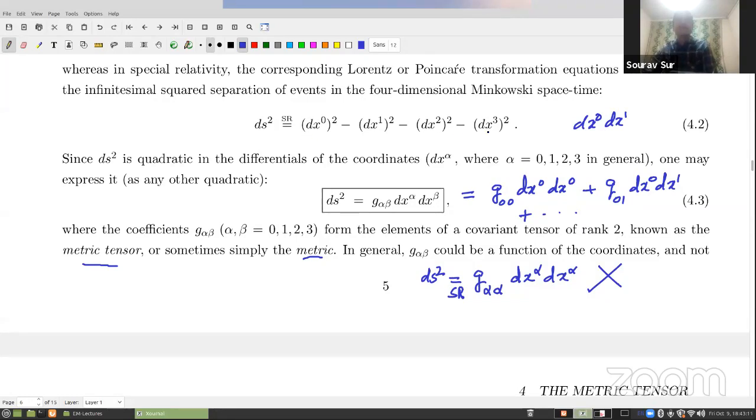What physical arguments? That was explained yesterday, that when you put ds square equal to 0, you automatically get dx by dt equal to c, the speed of propagation of electromagnetic signals. That was the physical argument. So there lies the difference. This is the special relativistic metric. This is the general relationship which holds in all sorts of relativity, general relativity and further generalized relativity as well.